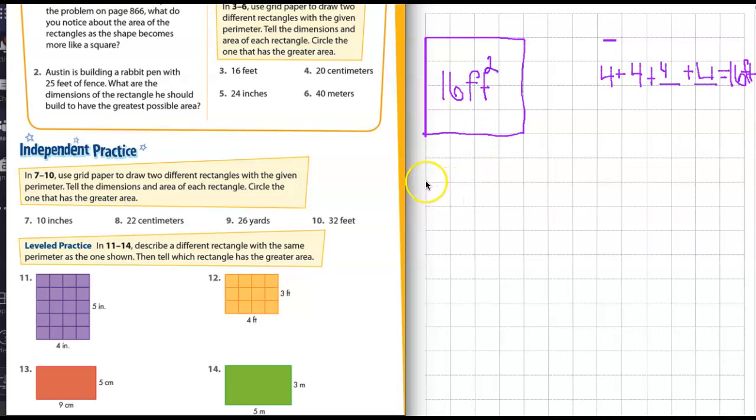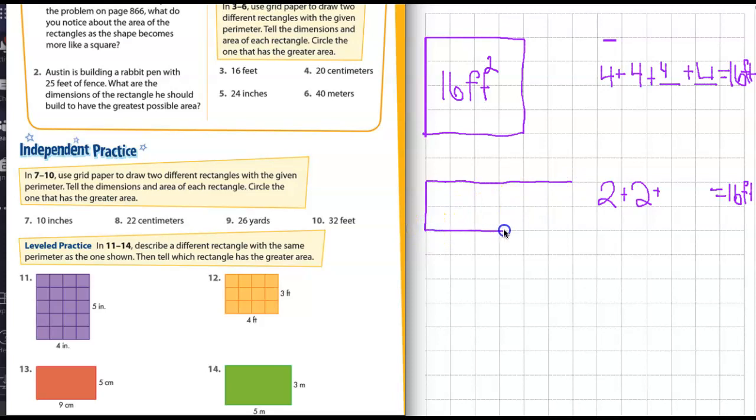If I do another one down here, say I start with a side length of 2, so I have 2, and I know that the opposite side will also have to be 2, and the total is going to be 16. So 2 plus 2 is 4, and 16 minus 4 is 12. So 12 divided by 2 is 6. So this has to be 6, 1, 2, 3, 4, 5, 6, and 6 is 12.